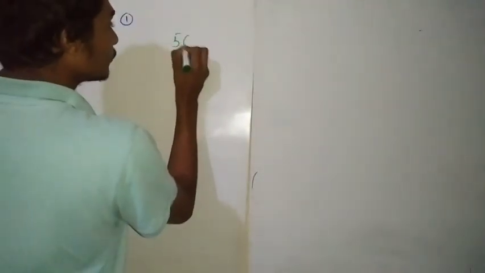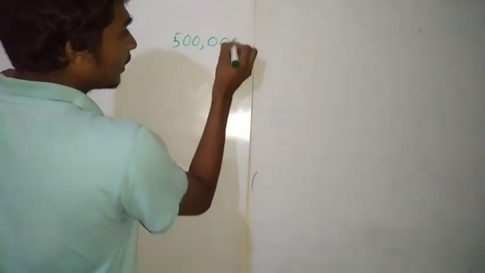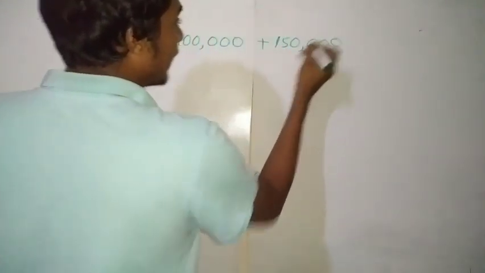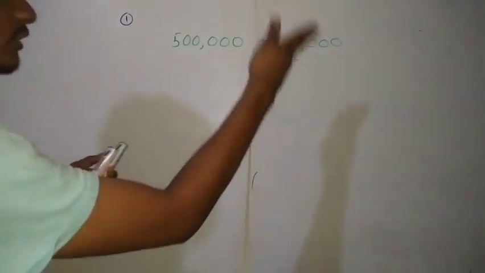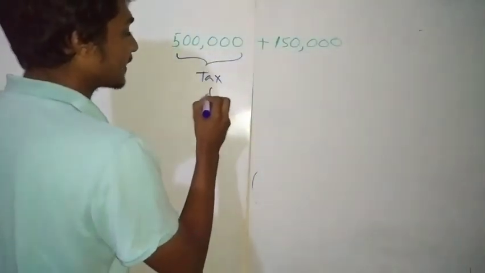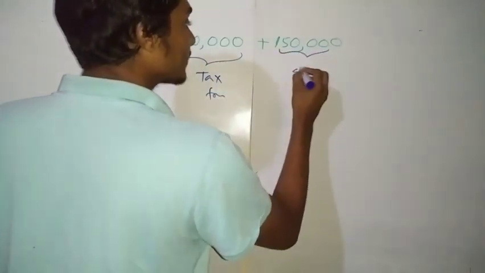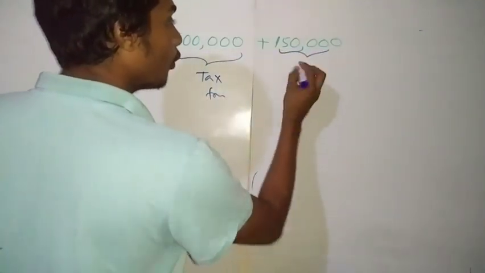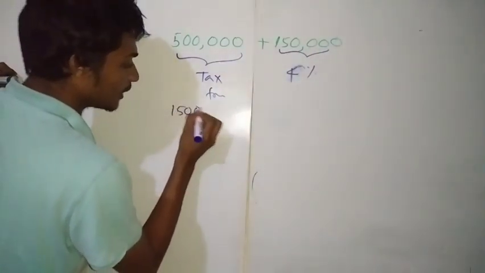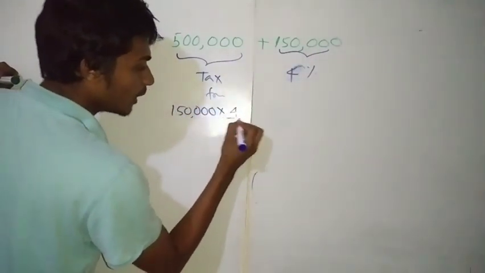In order to find this, we have to separately write 500,000 and then 150,000. 500,000 is tax free, so you don't have any tax on this part, and the remaining 150,000 has a tax of 4%. Now we are going to find the 4% tax of this, which will be 150,000 multiplied by 4 over 100.